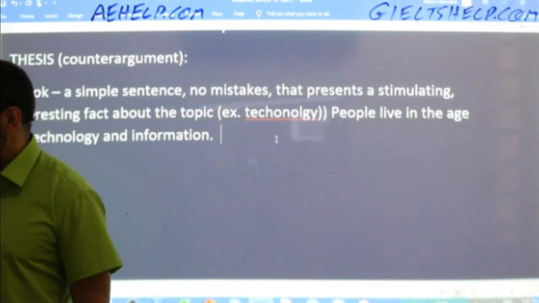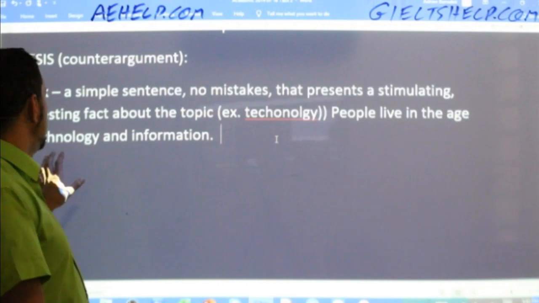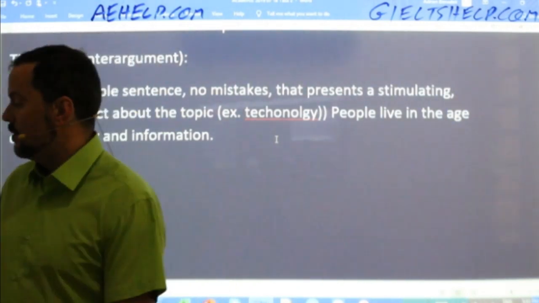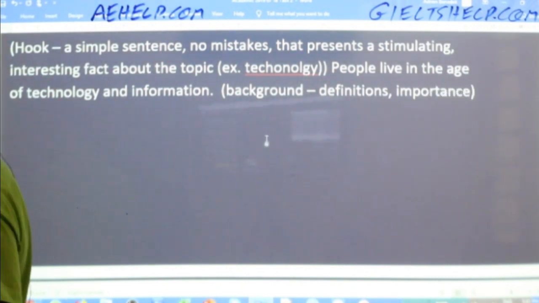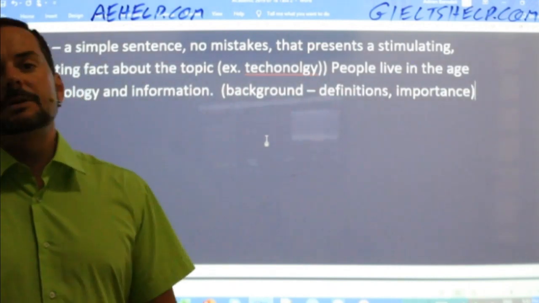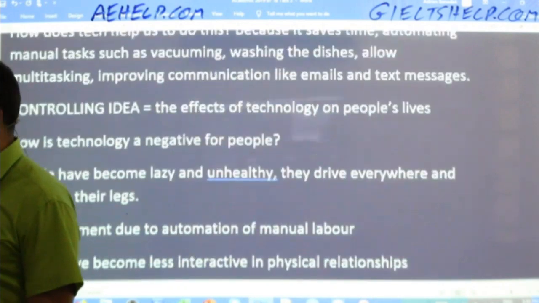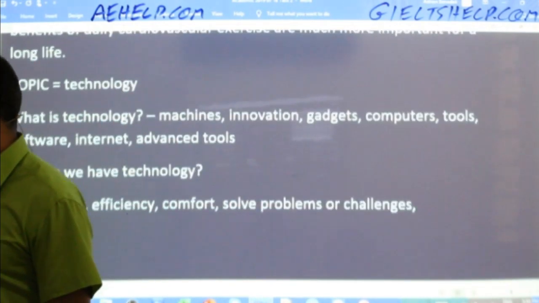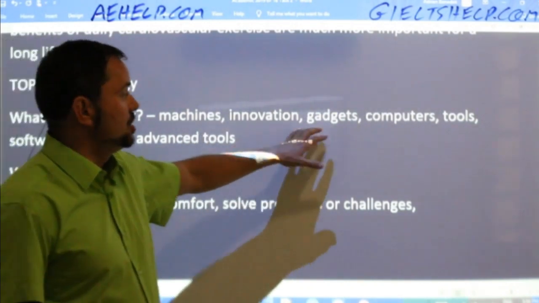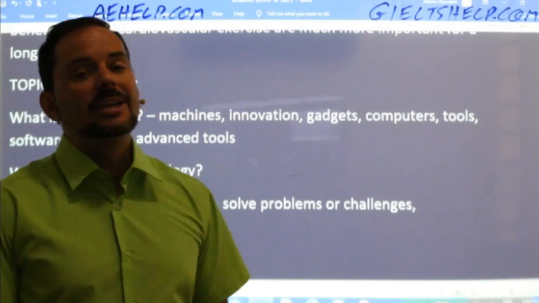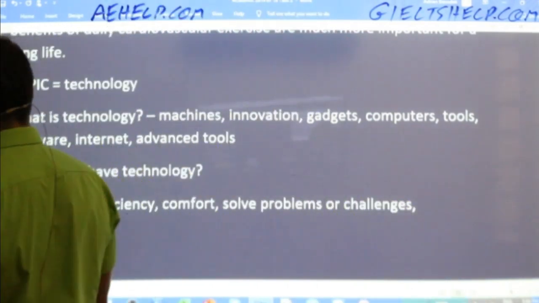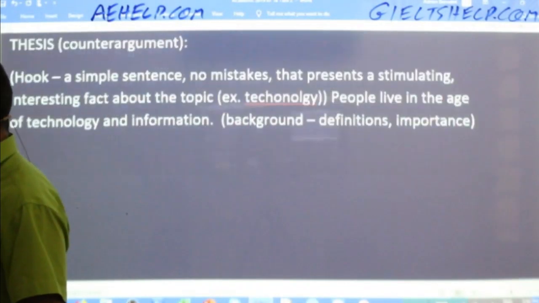Satisfying Times. All right, so I have my hook. People live in the age of technology and information. And now I can give the background, which is the definitions and importance. Right? So, give me the definition, and this should be easy because we have that in the planning. You just have to write a full sentence. So, what is technology? Machines, innovations, gadgets, computers, tools, software, the internet, advanced tools. So, explain to your reader what is technology, okay? That's your next step here. I'm going to do the same, and then we compare.